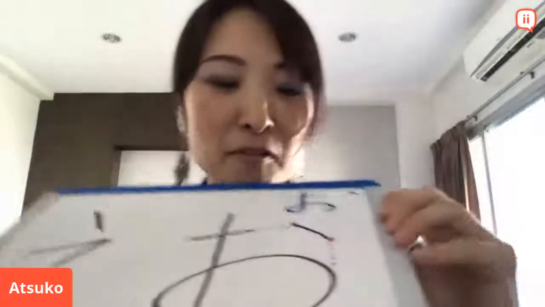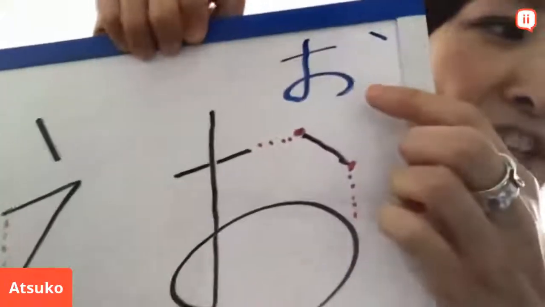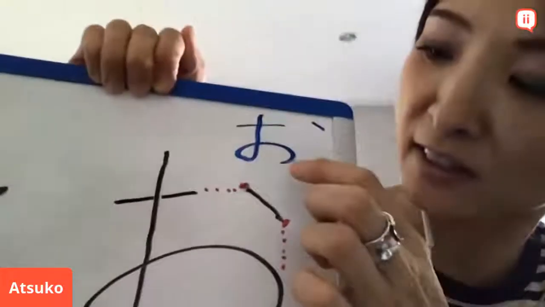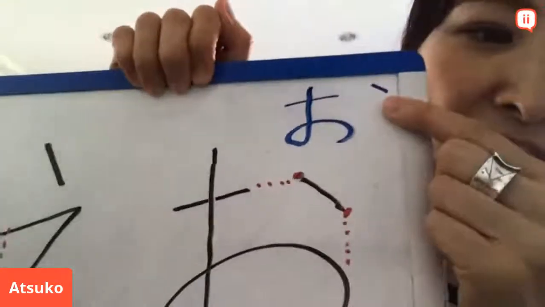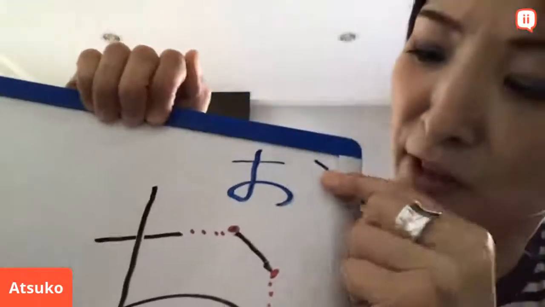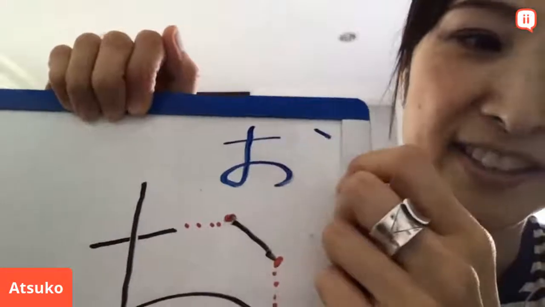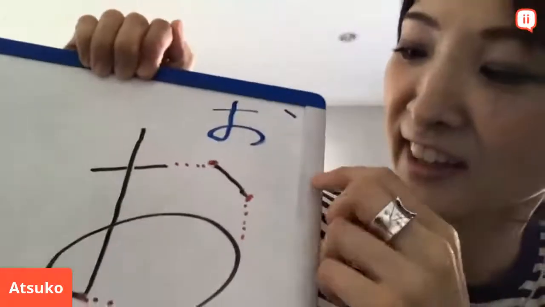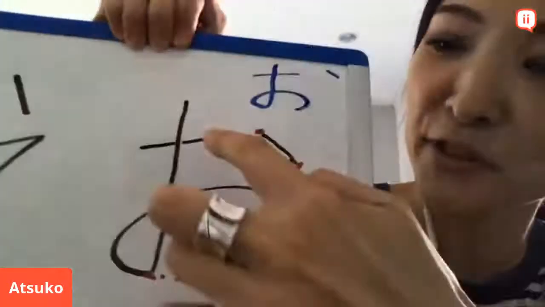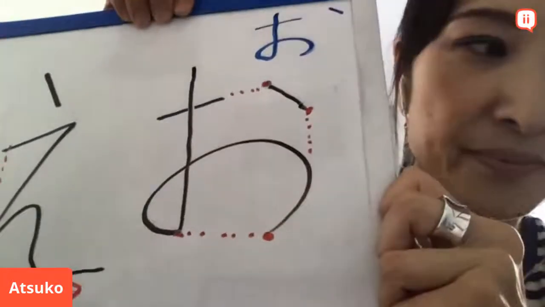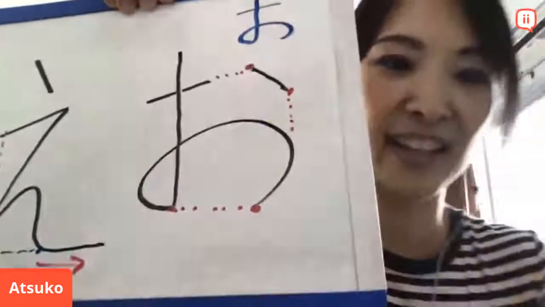This is a bit exaggerating, but many people write like this. First stroke is too long. That's why last stroke is very far because there is not so much space. This is very ugly. Okay? Remember this position.